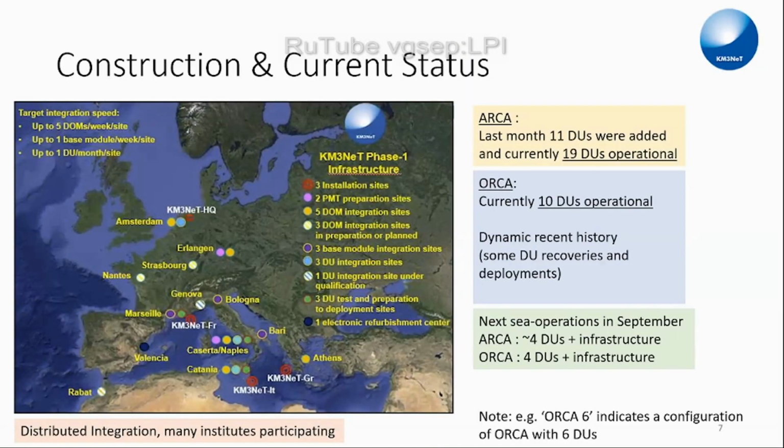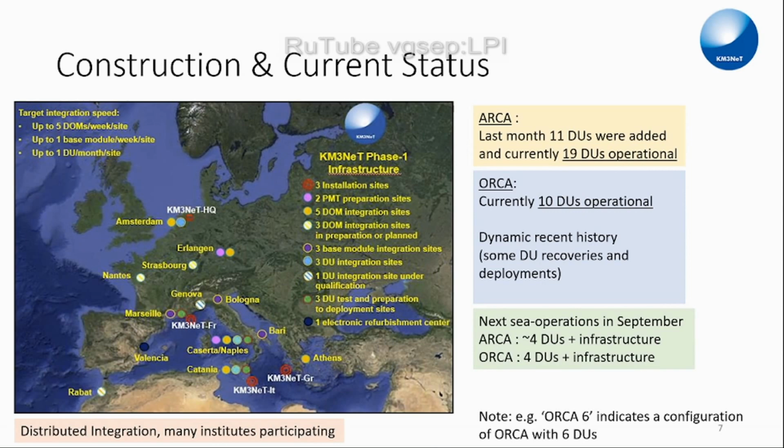Now, the status: we are in the midst of constructing this detector. This map more or less shows all the institutes contributing to the actual building of the detector. We have to build these spheres, put them on lines, deploy them, and prepare electronics, which is quite a logistic challenge sometimes, but we're doing quite well with this. Last month, we deployed 11 detection units in one expedition, actually 2 sorties of the boat, for ARCA, the deep and big side, so that we now have 19 of these detection units operational, which is, I think, a significant step.